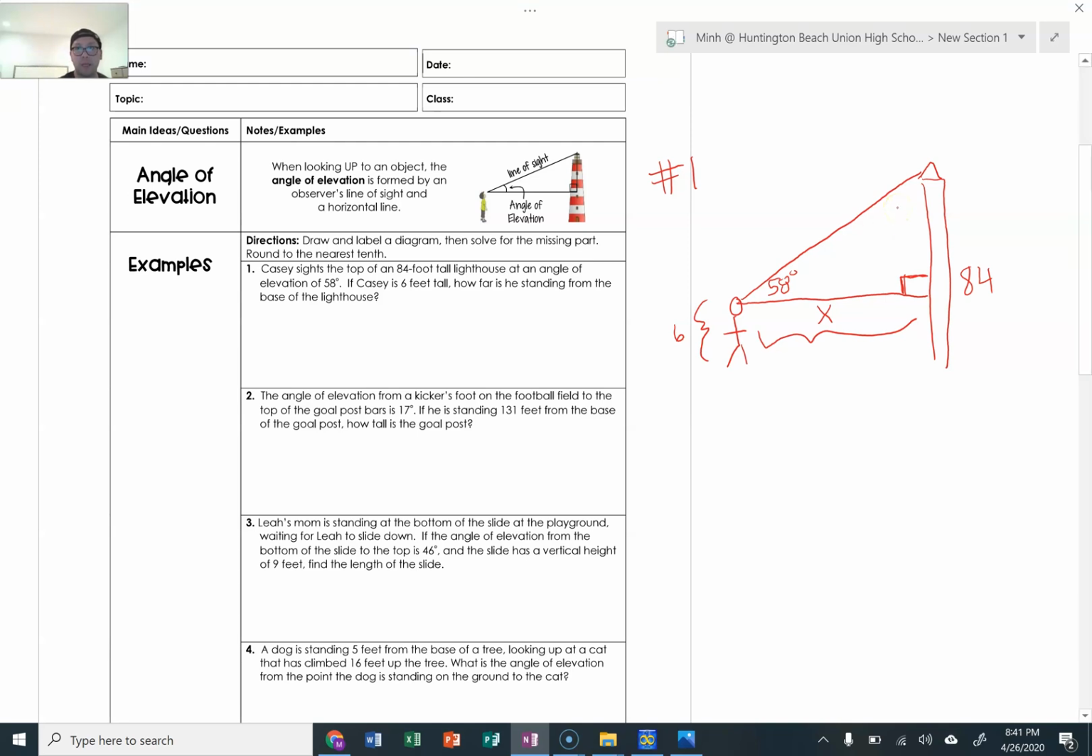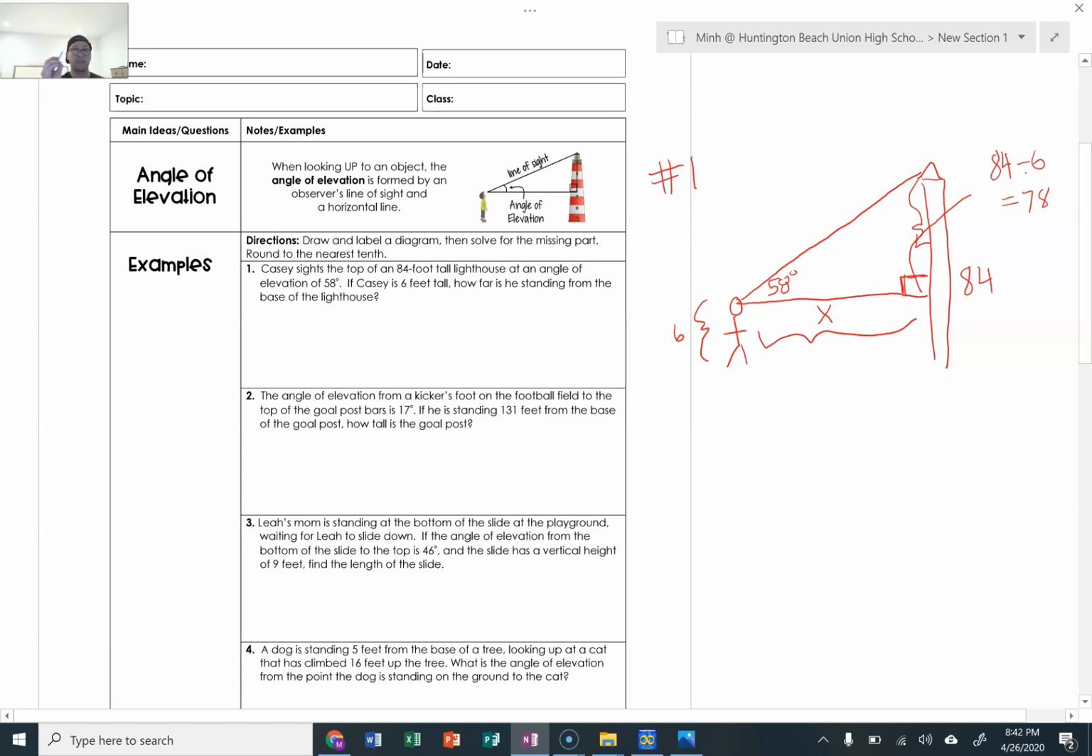But before we use trig, since we have a right triangle over here, we need to find the distance from here to here. Because we can't use the 84, because that's not going to be the whole vertical side length of the triangle. So we need to find this side, so that way we can use trig. So we're going to go 84, which is the whole lighthouse, minus 6, because that's the height of Casey. Believe it or not, number one is always the hardest one. That's what I'm doing for you guys. But the rest are pretty simple. You're not going to have to do any subtracting of lengths. You'll see that in a bit. So we're going to go 84 minus 6. So that means the side of the triangle is going to be 78.